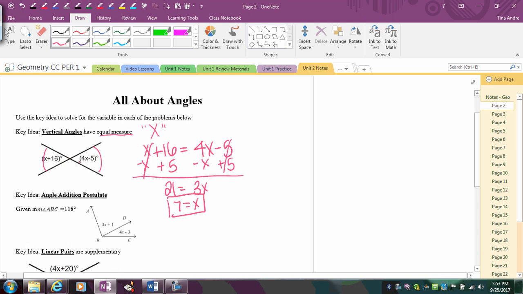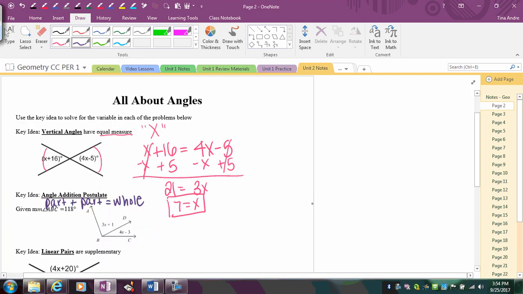The next key idea here is called the angle addition postulate. We also have something called the segment addition postulate, segment subtraction postulate, and angle subtraction postulate. So basically what this addition postulate says is that you can add two parts together, and that's going to equal the whole thing. So part plus part is equal to the whole angle. If we look at subtraction, it just means that if you take the whole thing and you subtract off a part, you're going to be left with another part. So that's kind of the idea here.